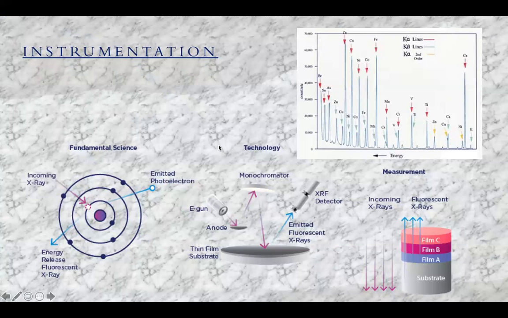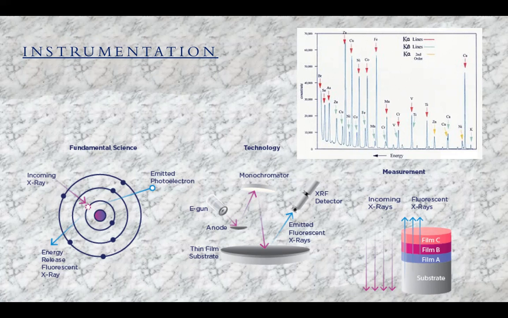How is the instrument set up? Well, we have an E-gun as our X-ray source, which shoots our electrons into an anode. The deceleration of the electrons when the anode is hit causes a broad X-ray continuum to be emitted. This is known as braking radiation.